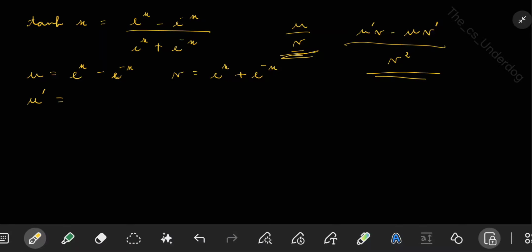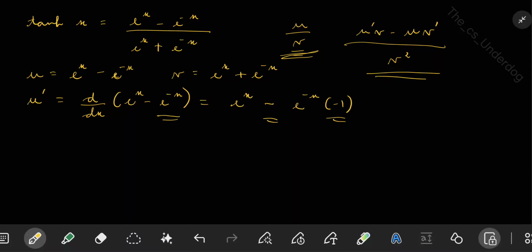Your u dash will be d by dx of e power x minus e power minus x. If you take derivative of e power x, you will get e power x itself. Minus, what about derivative of e power minus x? You will get e power minus x into derivative of minus x, which is minus 1. So this minus and this minus cancel out, so I can write plus here. This is the derivative of u.